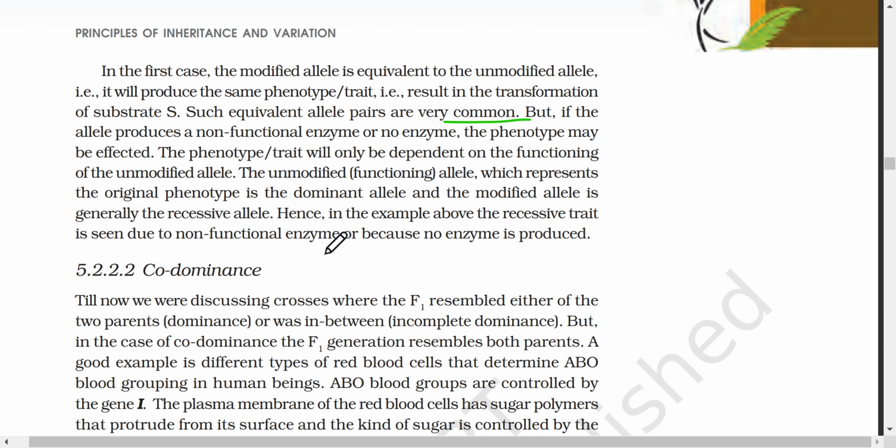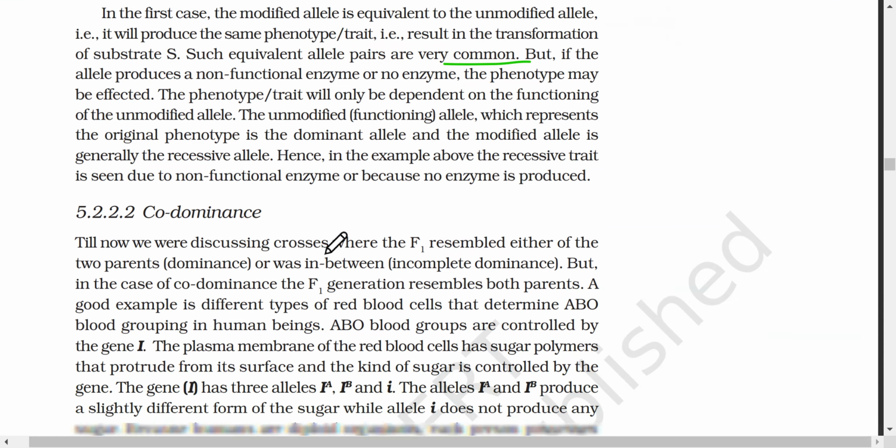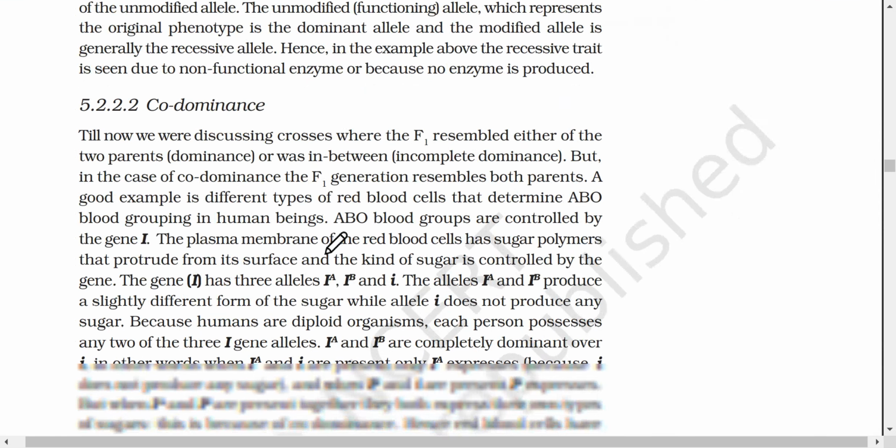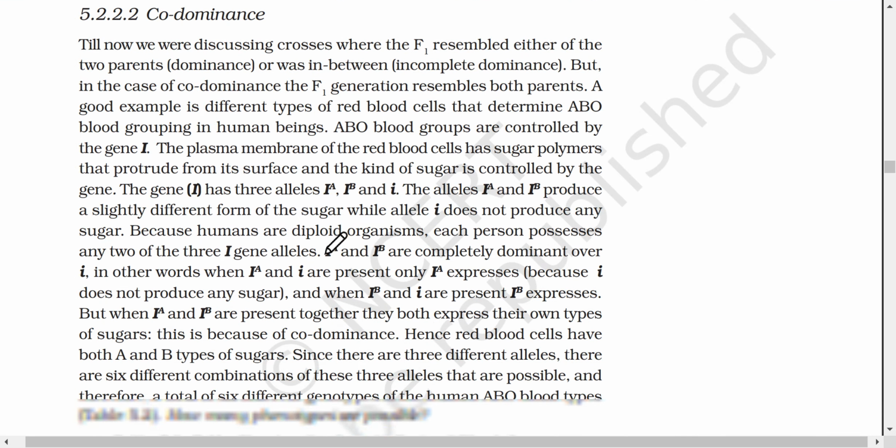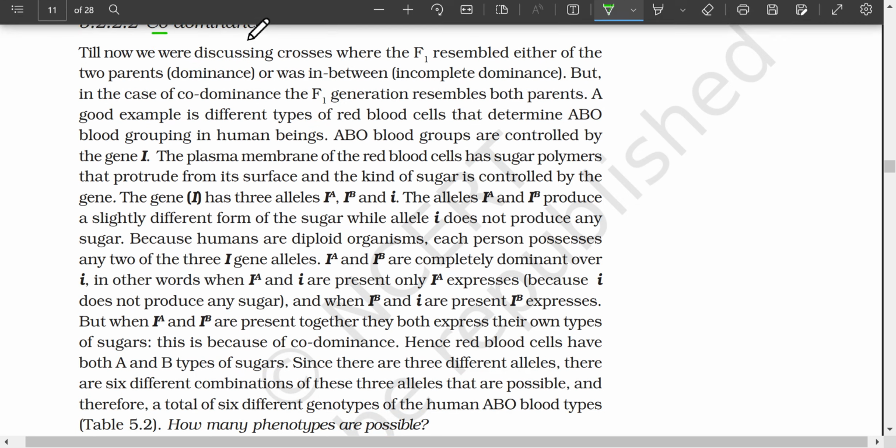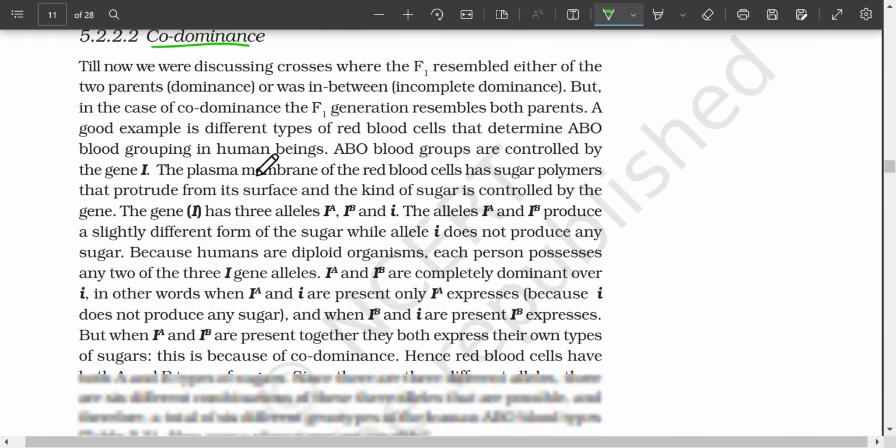Hence, in the example above, the recessive trait is seen due to non-functional or because no enzyme is produced. ठीक, तो मॉडिफिकेशन से ऐसा हुआ कि हमने कहा कि भाई एक डोमिनेंट है दूसरा रिसेसिव है. व्हाट इज को डोमिनेंस? इनकम्प्लीट डोमिनेंस देख लिया, स्नैपड्रैगन, एंटी राइनो.